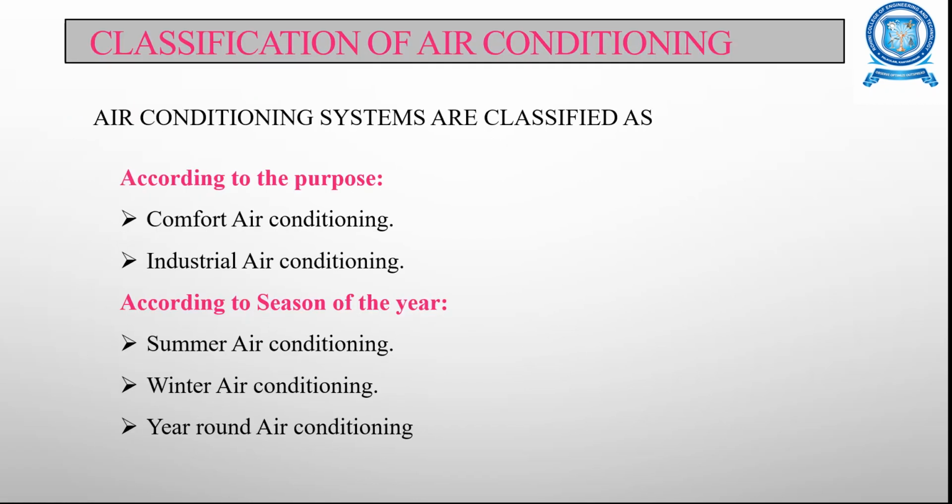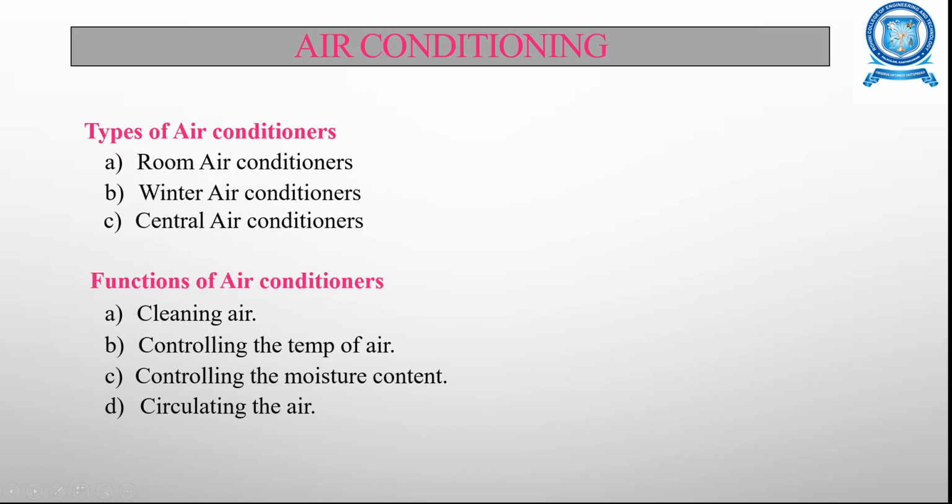Normally, air conditioning systems are classified according to the purpose: comfort air conditioning and industrial air conditioning. According to the season of the year, you have summer air conditioning, winter air conditioning, and year-round air conditioning. The types of air conditioners are room air conditioners, winter air conditioners, and central air conditioners. The functions of air conditioners are cleaning air, controlling the temperature of air, controlling the moisture content, and circulating the air.